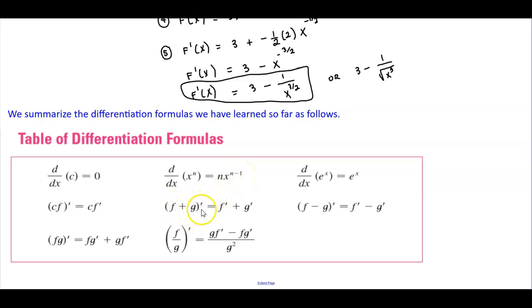Okay, f plus g prime is equal to f prime plus g prime. Here's the quotient rule. We would say low d high minus high d low over low squared. The derivative with respect to x of e to the x is equal to e to the x. And f minus g prime is equal to f prime minus g prime. So this is the table of differentiation formulas that you want to keep handy, especially when you're doing your assignments, so that you know how to approach any of the problems that have those specific formulas.